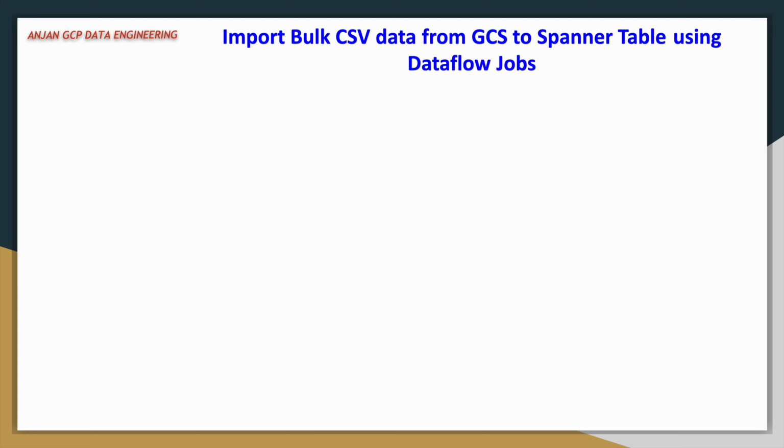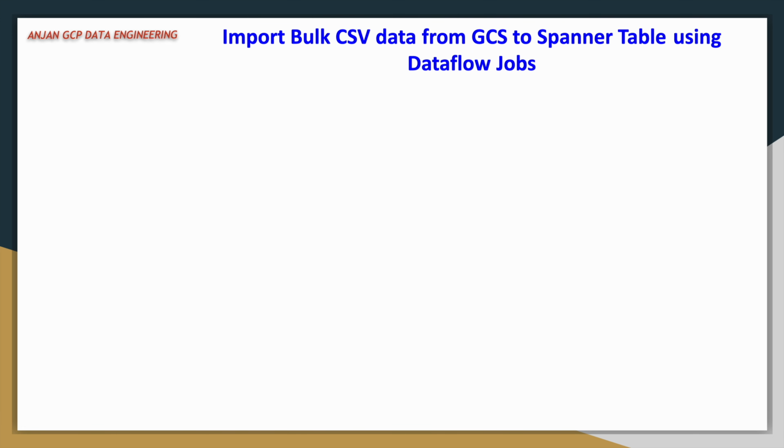So in our previous video we have seen how to create a Cloud Spanner instance along with the database and table, and also we have seen how to insert data into a Cloud Spanner table. In this video we will focus on how to load bulk data into a Spanner table. For example, let's say we have a very huge data available in a Google Cloud Storage bucket in CSV format or text format.